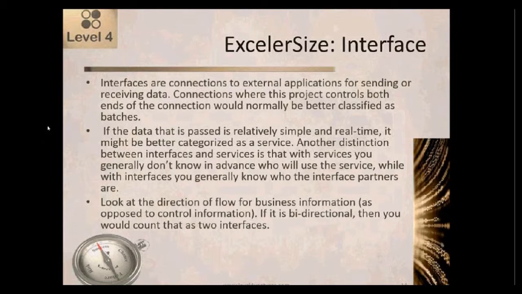So let's say that I'm requesting information from an external system. So it's from me to them, but it's control information. They send me business data. That's the one direction. And then I'm sending back an error code or an acknowledgement or something. That's control information. So what we want to look at is the direction of the business flow of information, and we want to ignore the control flow of information.